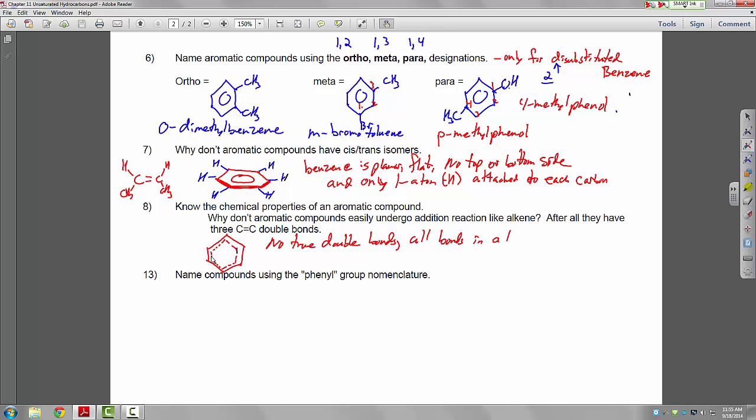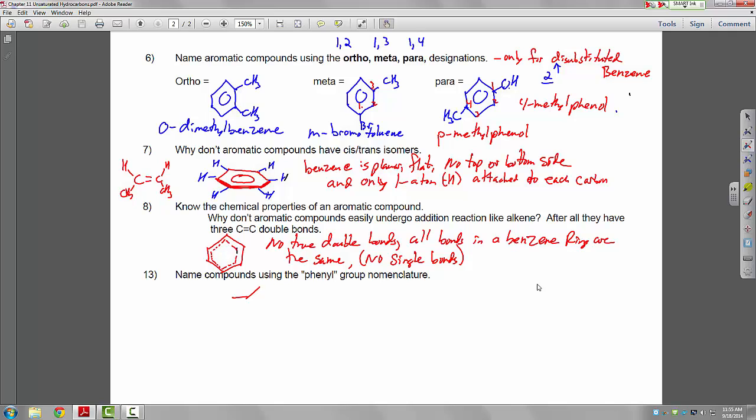All bonds in a benzene ring are the same. Although in the Kekulé structure we draw a double bond and a single bond and a double bond and a single bond, there are no double bonds. So likewise, no single bonds. Instead they're really more like a bond and a half, and those 1.5 bonds, if you wish, do not undergo addition. Lastly, name compounds using the phenyl group nomenclature.